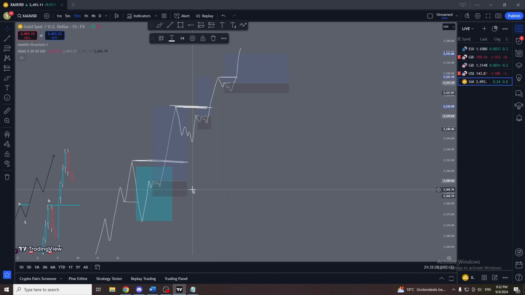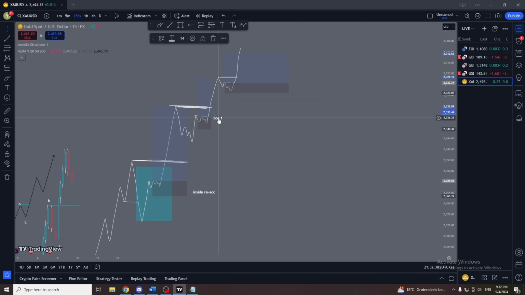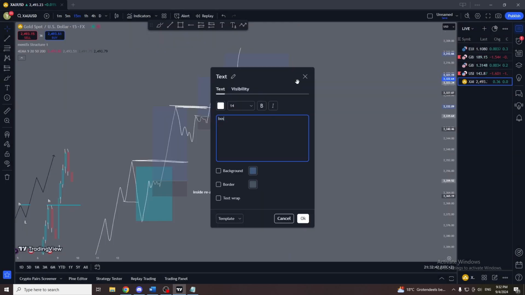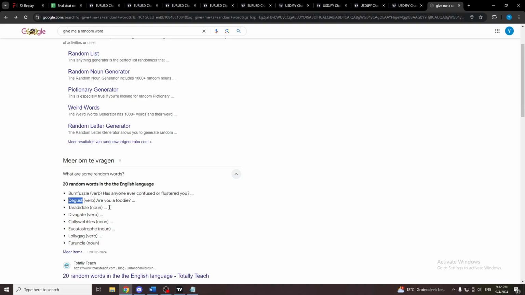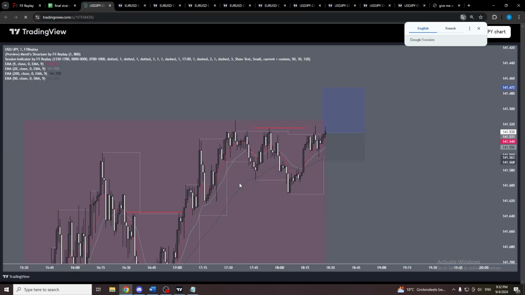This one is inside reaccumulation, and this one, what did I say? Break of structure 1. And this is break of structure 2. In my backtest file, you guys can see it as well. Inside reaccumulation, I check the box if it's traded inside a reaccumulation, like here. You see, it's inside a reaccumulation.